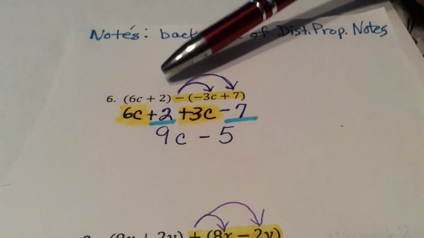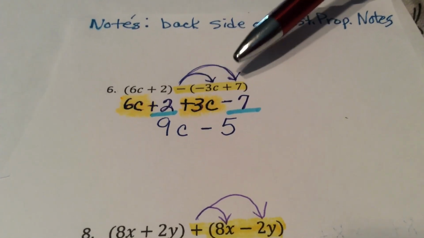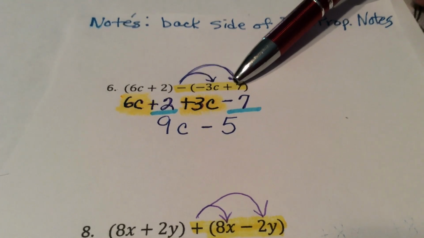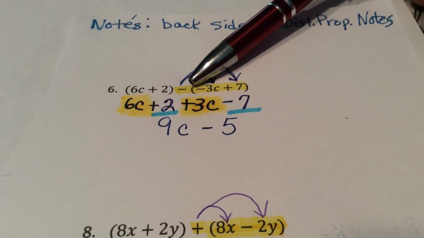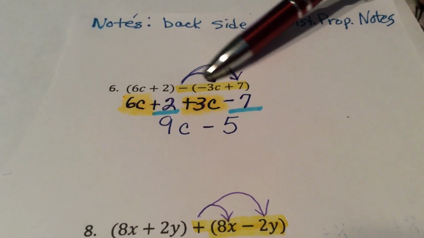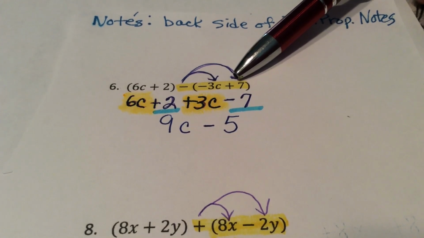I would suggest that when you're working your problems, you take a highlighter. We're going to start at this back parentheses and highlight through this parentheses and through the sign that's here. That is your distributive property, and you have to take care of that first.